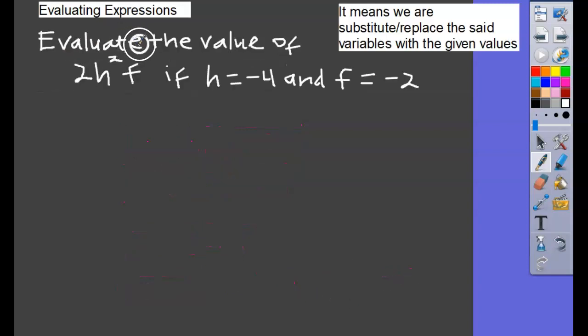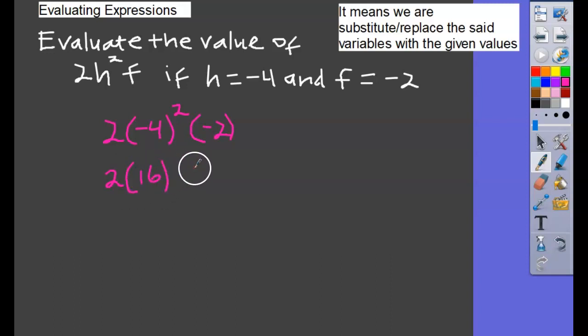Alright, we have been asked to evaluate the value of 2h squared times f if h is equal to negative 4 and f is equal to negative 2. So 2 times (negative 4) squared times negative 2. Here we are still applying PEMDAS, or the order of operations. We will do the one with the exponent first. So we write our 2. Negative 4 times negative 4 gives us 16, positive 16. So negative times negative is positive.